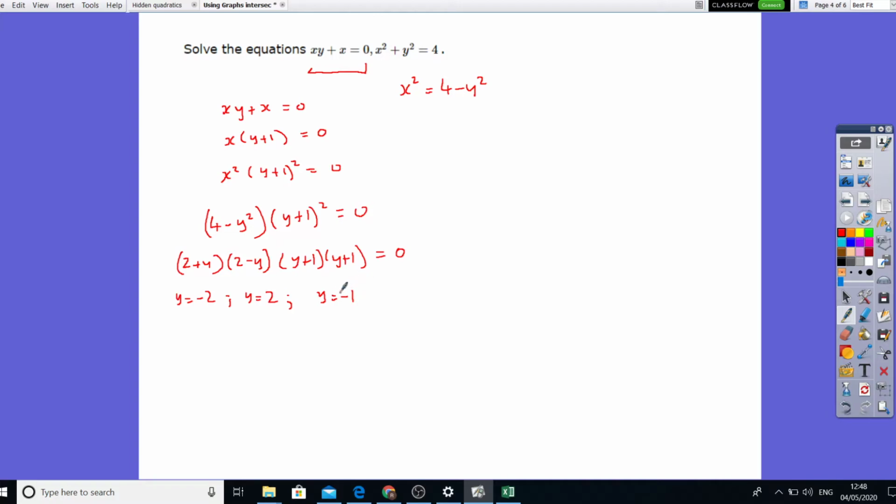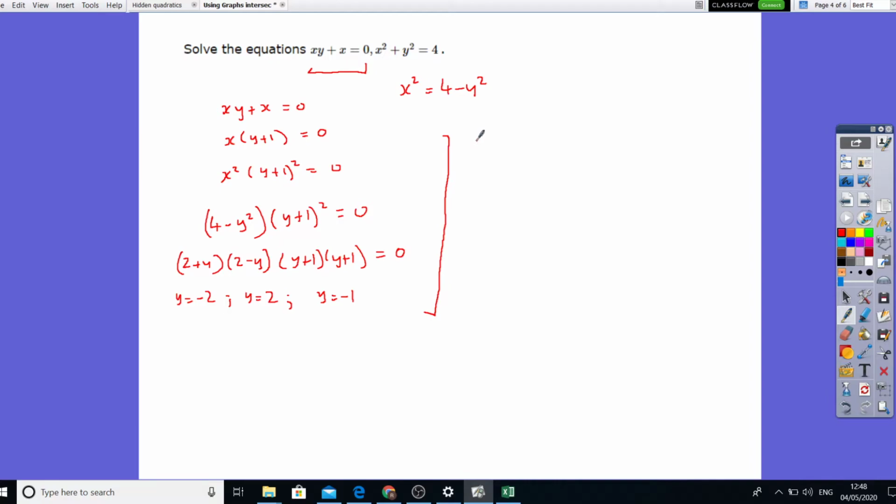So we've got those values for what y is at the moment. Just double checking to make sure that I haven't done anything wrong. Now let's go and sub these into one of those to find out what x can be. Let's just use this one and see how these values go through.